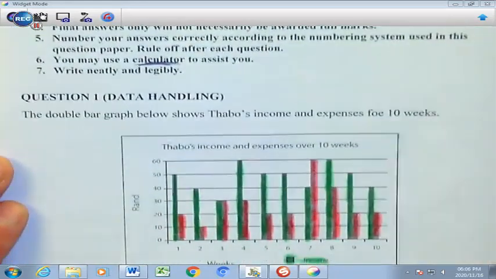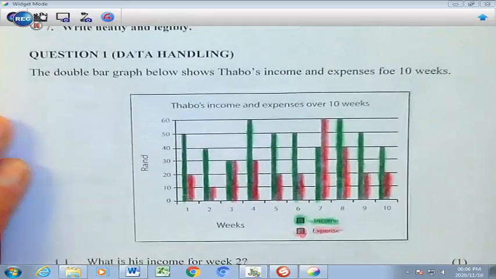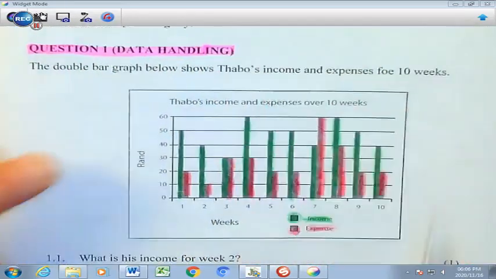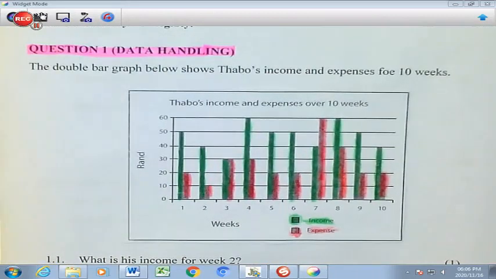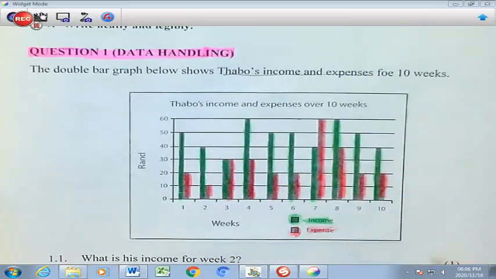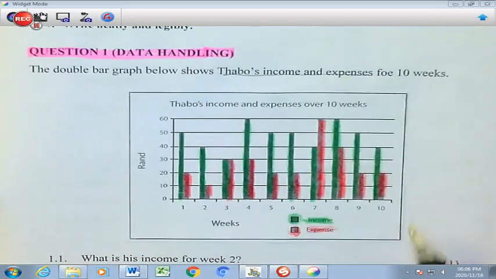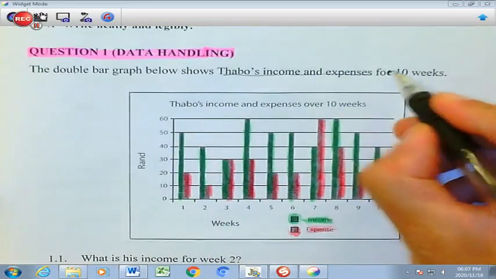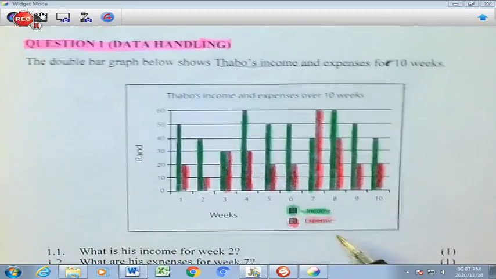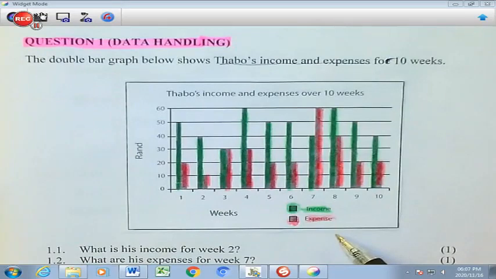So the first question that we're going to be looking at is data handling, and I'm going to highlight that. Data handling, and we're looking specifically at the graph here about Thabu's income and expenses for a period of 10 months. Okay, I just want to correct that, for 10 months. So here's a graph, and it's a bar graph, and there are certain questions that you need to answer.